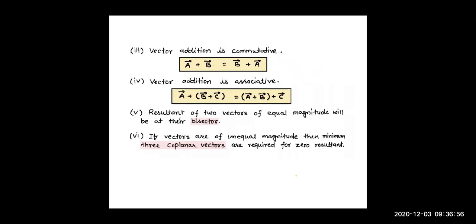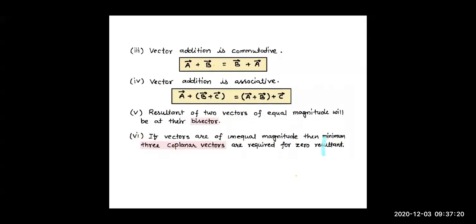Now next, if you are having two vectors whose magnitude is the same, then the resultant will be the bisector. This point we will cover further also, I'll explain it there in detail. Then if you are having vectors with unequal magnitude, then at minimum you will require, children, 3 vectors for getting the 0 resultant. How, children?